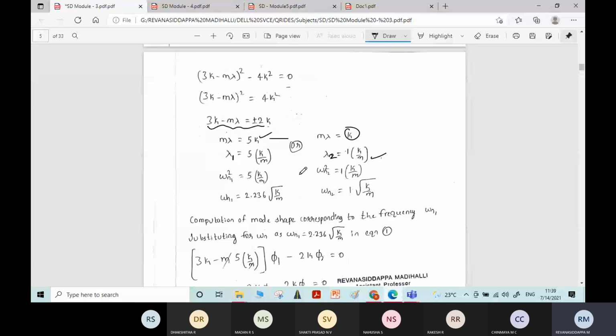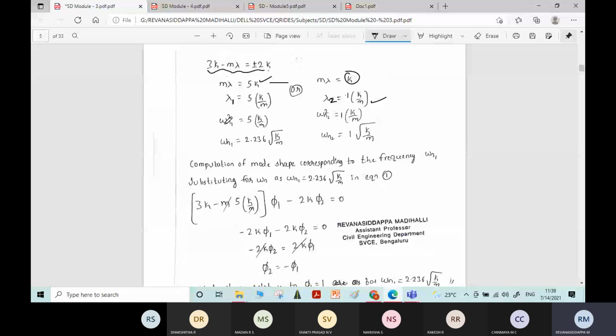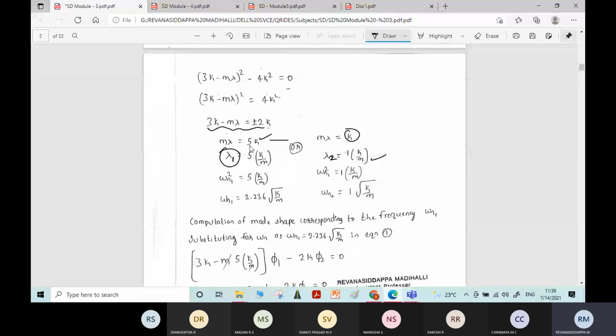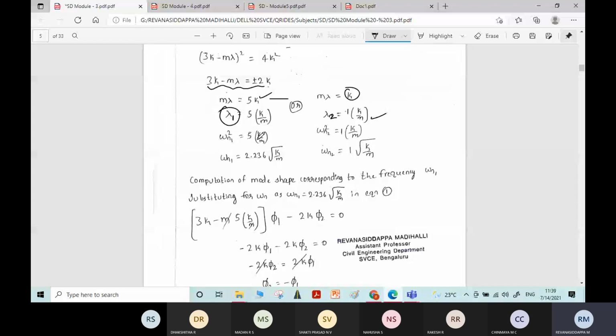Therefore omega n square is equal to 5 into k by m, and omega n is equal to 2.236 root of k by m if you take the root. For lambda 1, you resubstitute whatever assumption we have made. We have equated lambda is equal to omega n square, so you resubstitute that here. Finally, lambda 1, which is nothing but omega n1 square, is equal to 5 into k by m. Taking the root on both sides, you will get omega n. This way you will get natural frequency 1 and natural frequency 2.